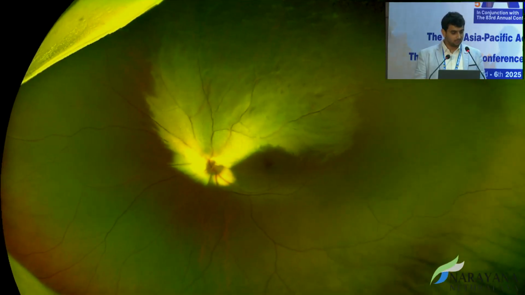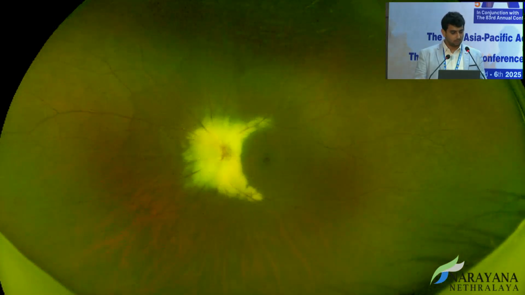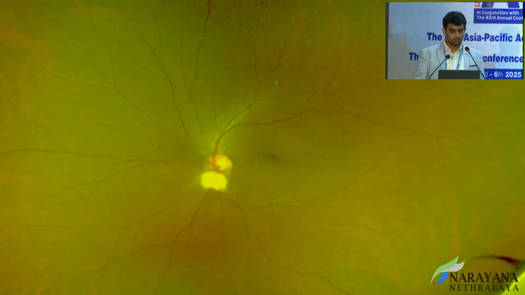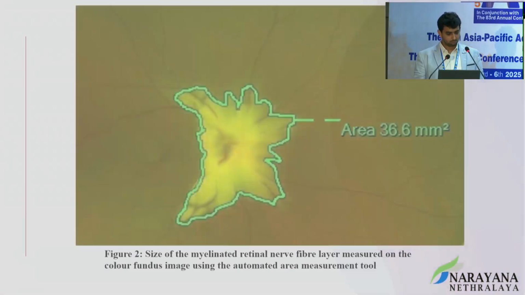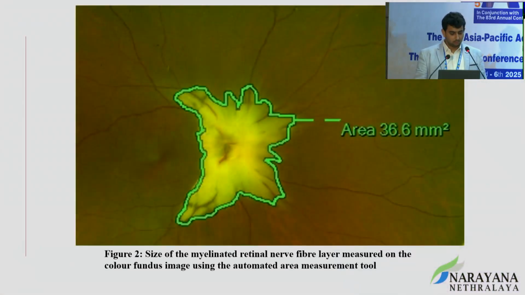This is a type 1A case. Type 1B with superior and inferior MRNF, and type 1C, which was inferior. Using an automated area measurement tool, we calculated the area of the MRNF.